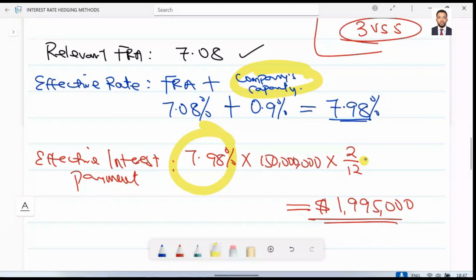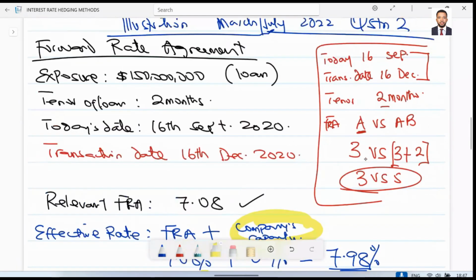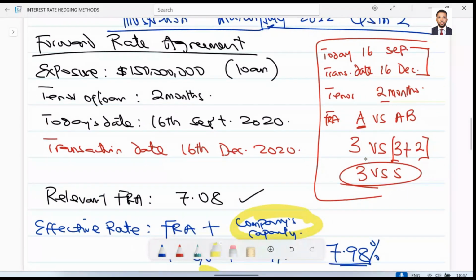If you have 2 exposures in the same period, you net off. We'll see that in another question. If they are in the same period, let's say this one now is paying. So when is it paying? December 16. Let's say there's another receipt from maybe foreign currency. The same period, just do a net off, provided that they are in the same period. If you are dealing with currency, provided that they are in the same currency. Does that make sense? You have to do them separately.